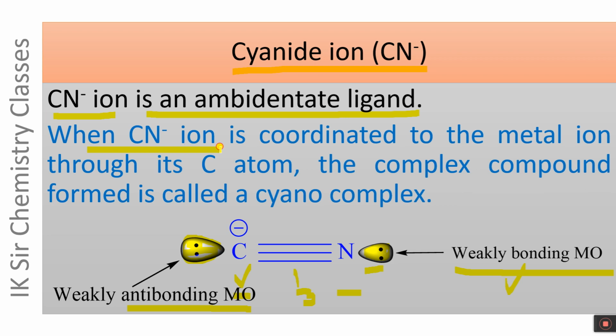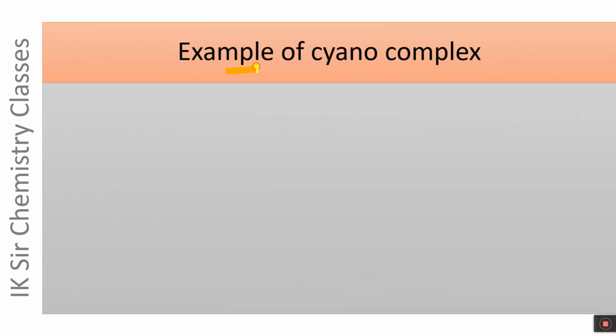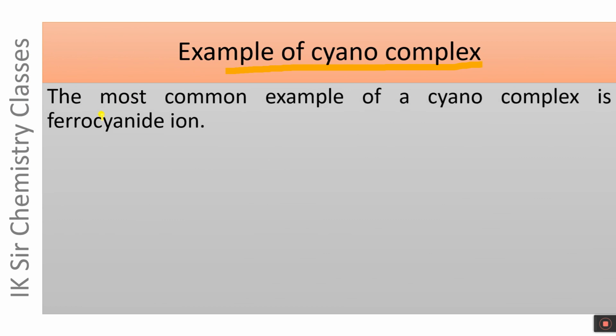When CN minus ion is coordinated to the central metal ion through its carbon atom, the complex compound formed in this way is called a cyanocomplex. Let us see an example of cyanocomplex. The most common example of a cyanocomplex is ferrocyanide ion.